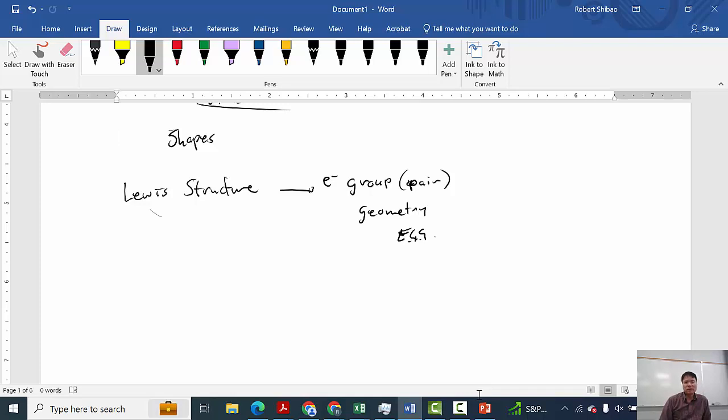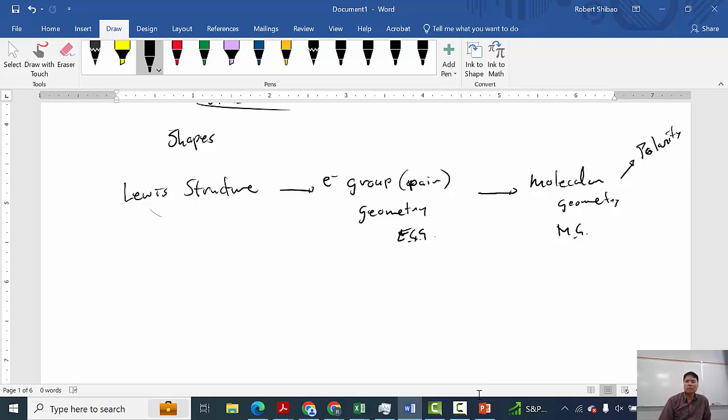And so that's the first thing we determine after the Lewis structure, the electron group geometry, or the EGG. EGG just stands for electron group geometry. And then from the electron group geometry, we get the molecular geometry, MG.